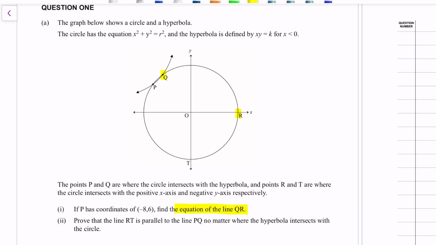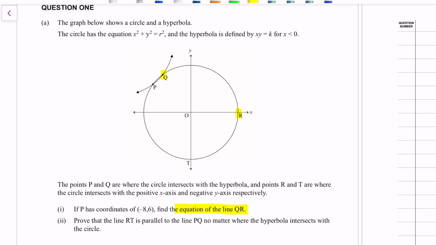We can find the radius of the circle by using that point P, and the hyperbola xy equals k. K must be a negative number because it's drawn there in the second quadrant. The second quadrant is where x is negative and y is positive. Those two numbers multiplied together would give a negative value for k.